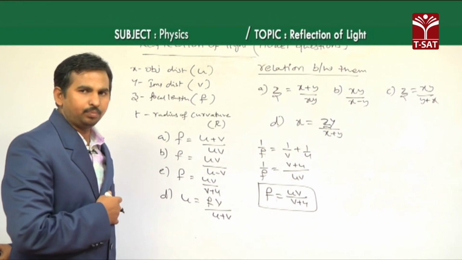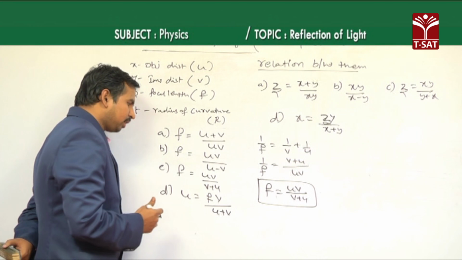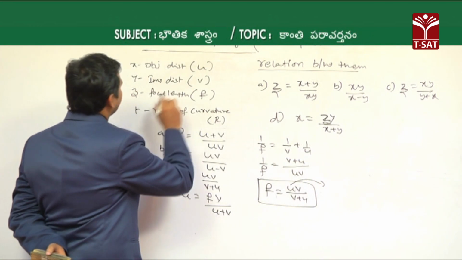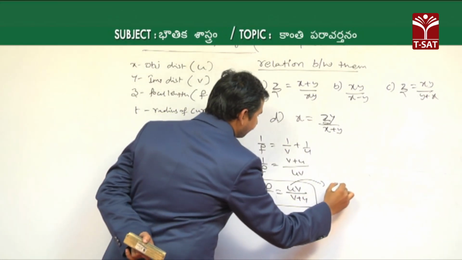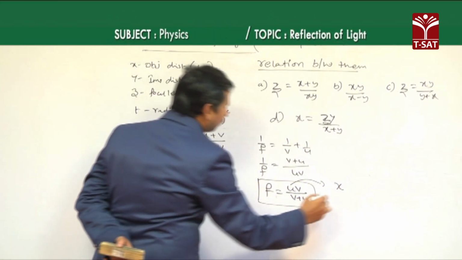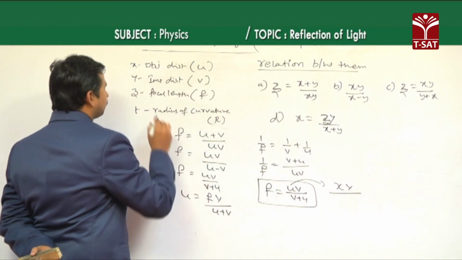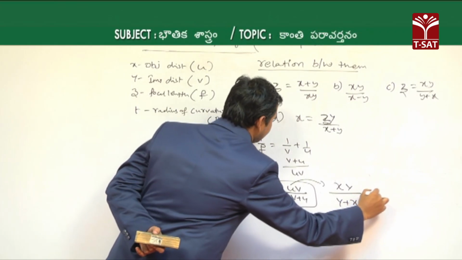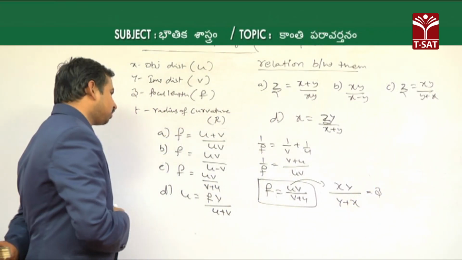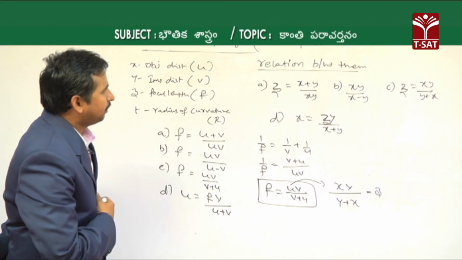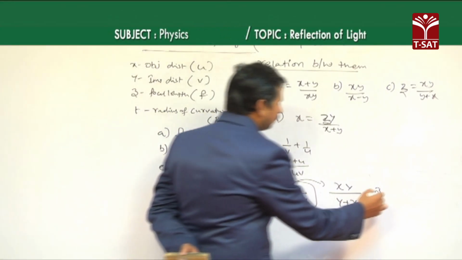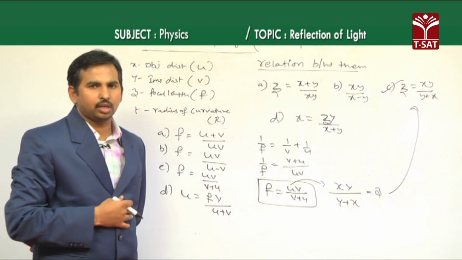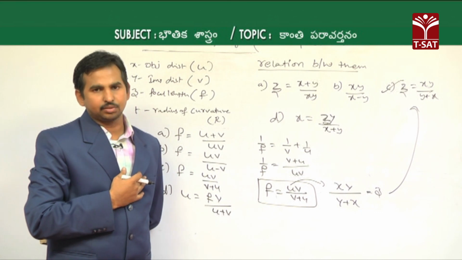Okay, uv by u plus v. That is related the same way as u into v by v plus u, where u is nothing but x, and v is nothing but y, so y plus x is equal to z. Then what it matches is zy by y plus x, so option C is correct, like this. We can find the different relations.